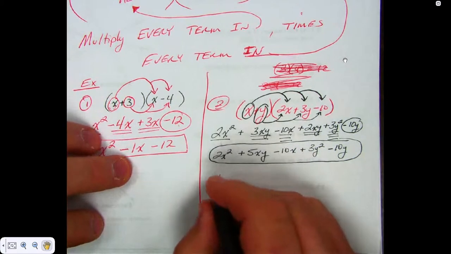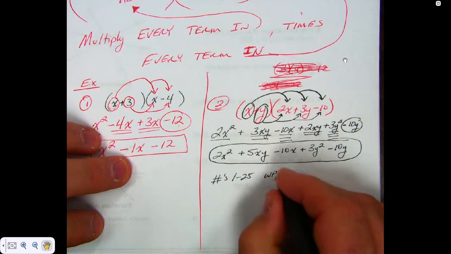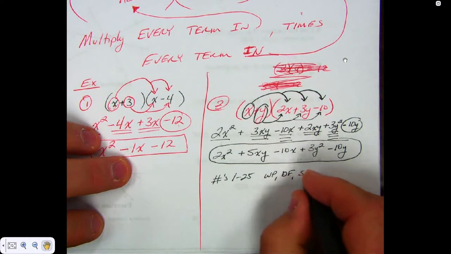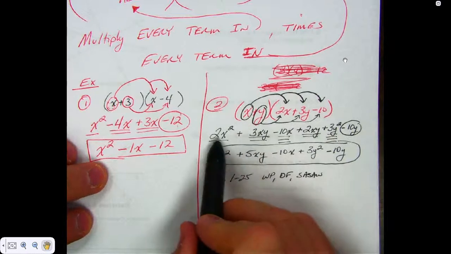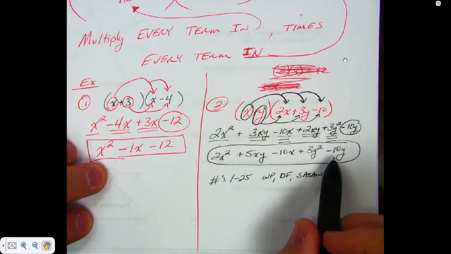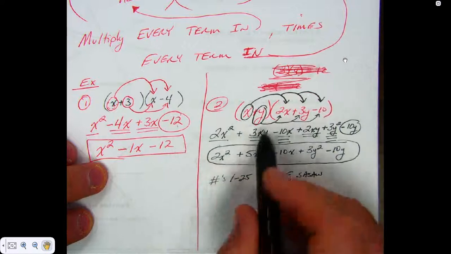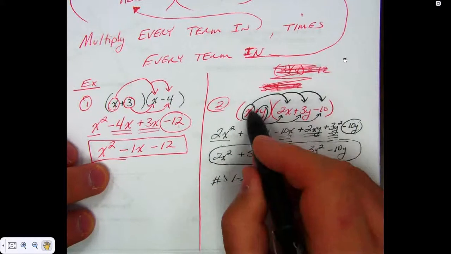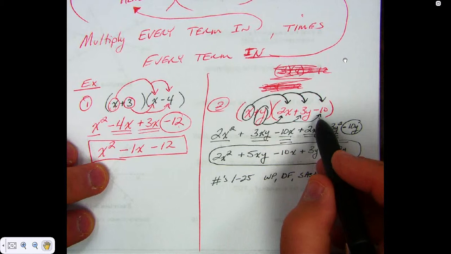Your assignment is numbers 1 through 25. Write problems, draw figures, show all steps and words. There's really not any figures to draw. I expect to see this second step and this third step. Circle it up, label your like terms, whatever you need to do. You don't necessarily have to do this. I suggest it though. Maybe for the first couple, 2 or 3 problems till you get the hang of it, okay?